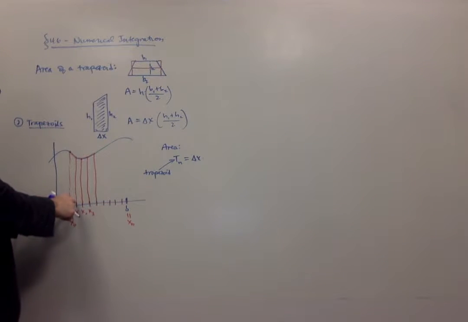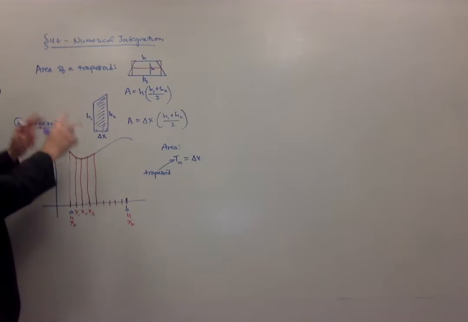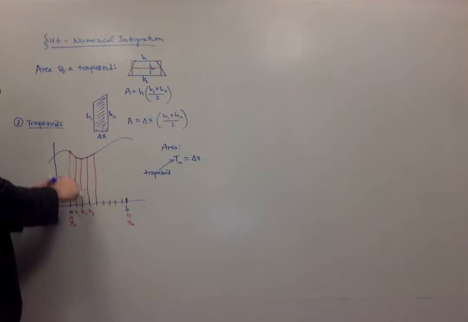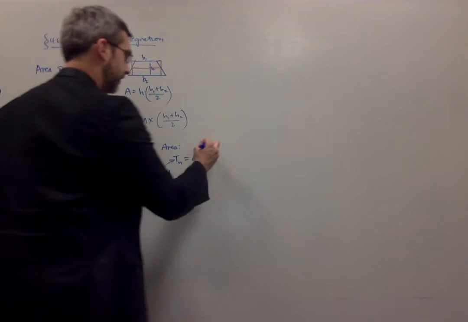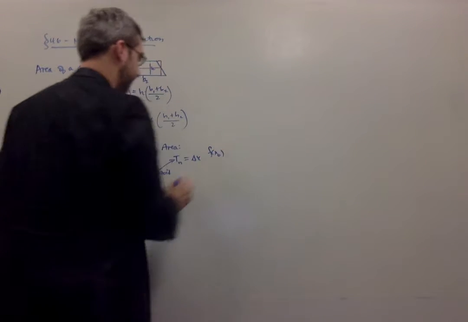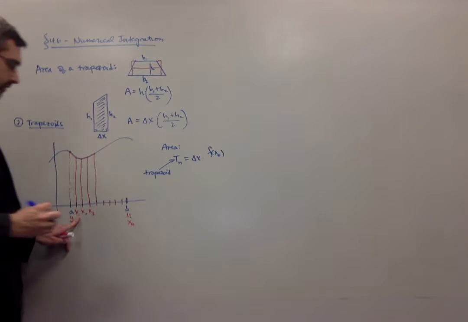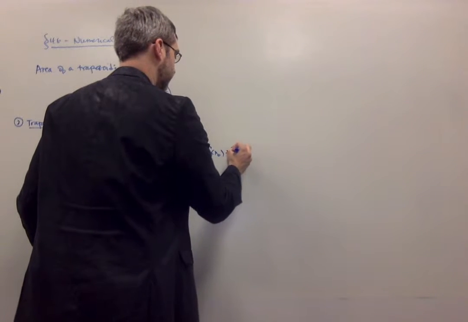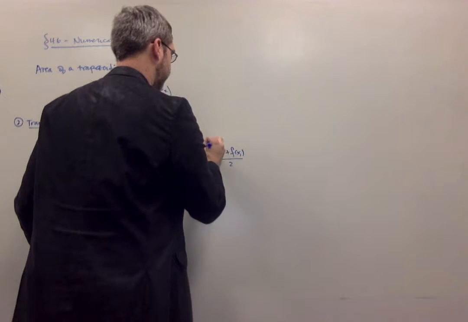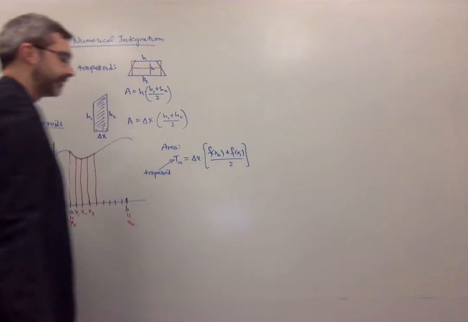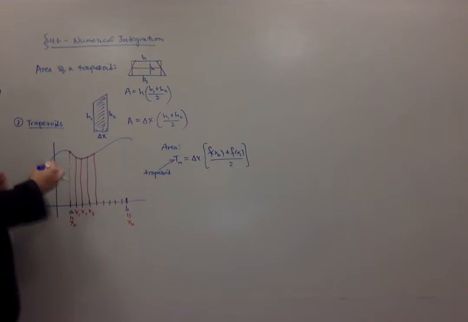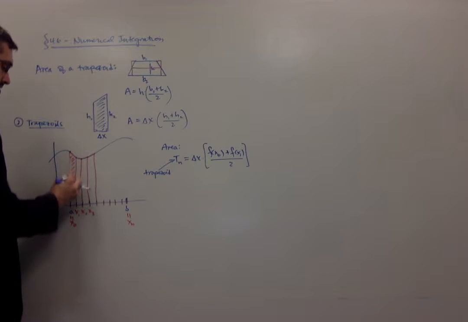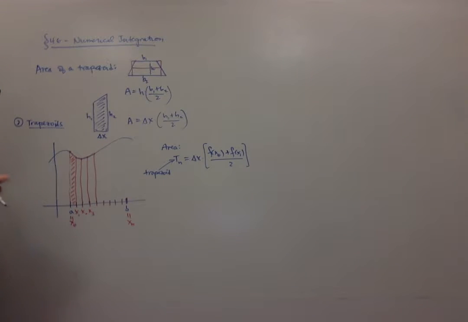And then I want to multiply by the average of these two bases. Well, the first base is what I get when I plug x0 in the function. That's f of x0. The second base is what I get when I plug x1 in the function, f of x1. And now what I need to do is just average those. That's that first trapezoid right here. Is that clear?